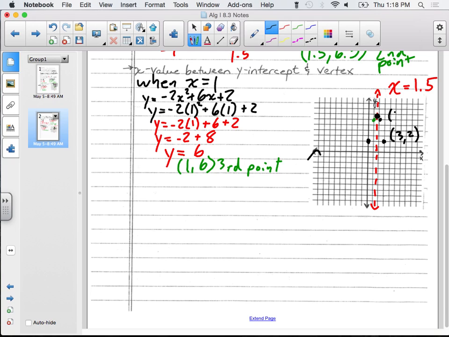So this is 2, 6. How many points do we have here? 5, so we should be good. Now the last thing we gotta do is draw our graph.